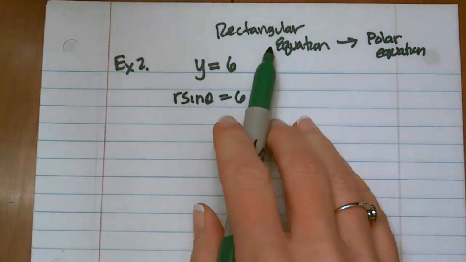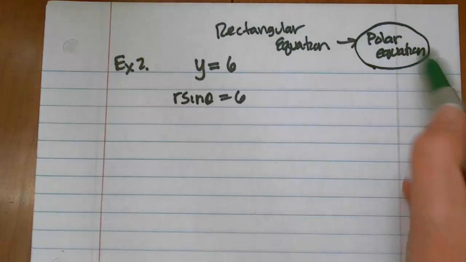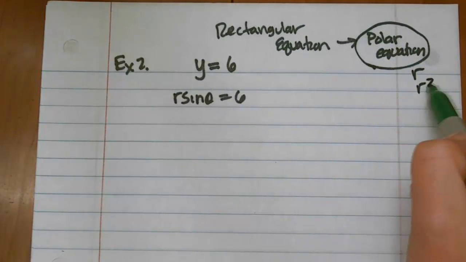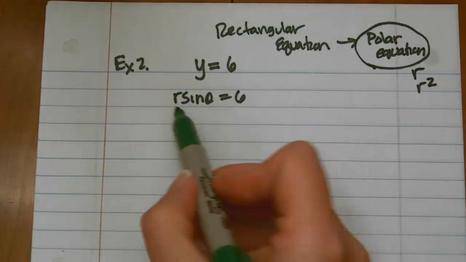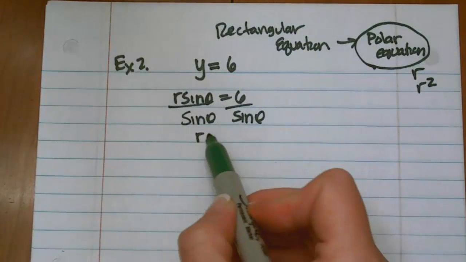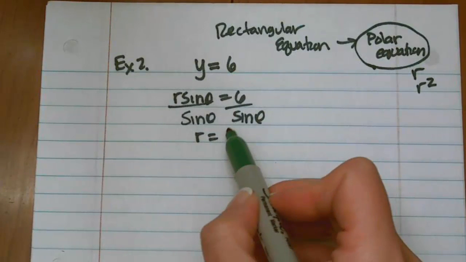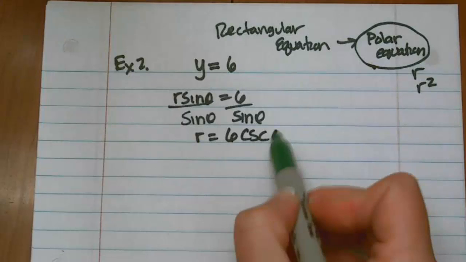If I am trying to get this into a polar equation, it's not always necessary, but usually we solve for r or we get r squared by itself. So in order to do that, I'm going to divide both sides by the sine of theta. And while 6 over sine theta works, I can rewrite that more efficiently as 6 cosecant theta.